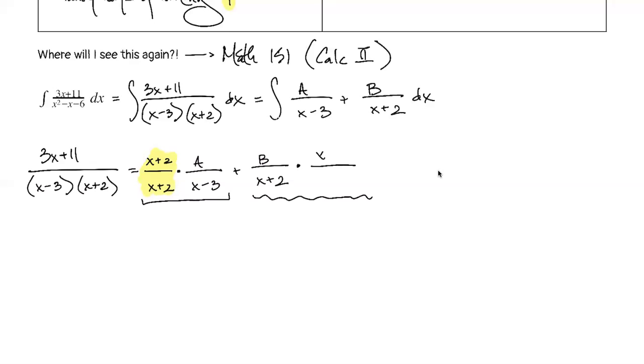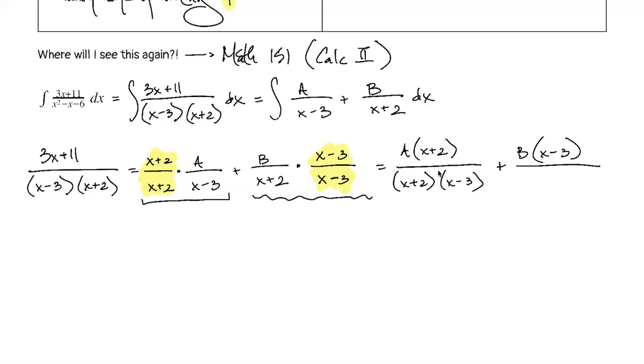Perfect. x minus 3 over x minus 3. Good. And this is our fancy way of saying 1 for the second fraction. Okay? So really what I have is A times x plus 2 over x plus 2 times x minus 3 plus B times x minus 3 over x plus 2 times x minus 3.